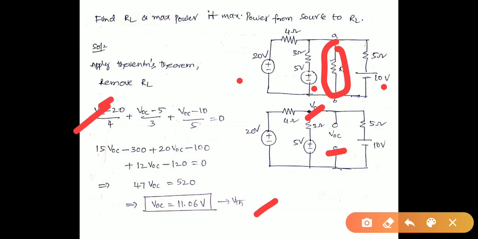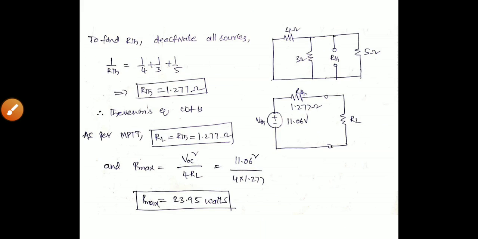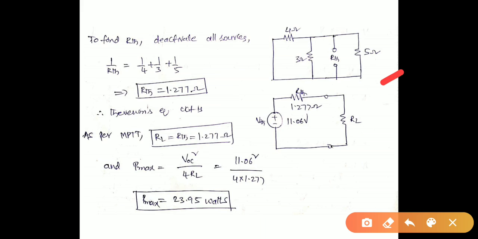After calculating the Thevenin voltage, we have to calculate the Thevenin resistance. For that we have to deactivate all the sources. Since in the given network all are voltage sources, we make all the voltage sources short circuits, and the equivalent circuit is shown in this figure. With respect to the open terminals, the 3 resistances are in parallel. Therefore RTH can be calculated as 1.277 ohms.